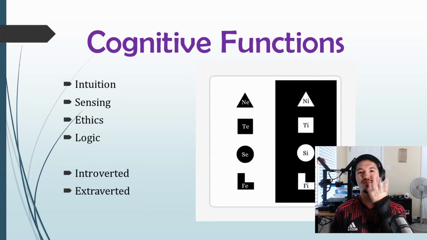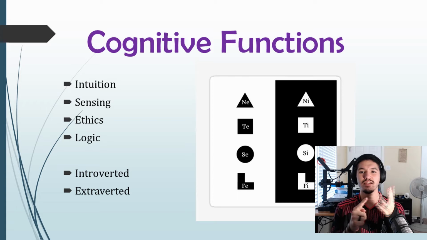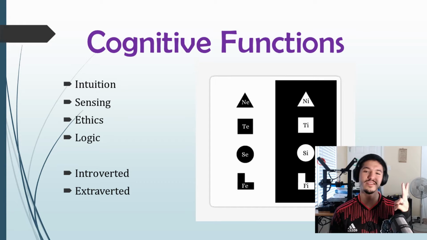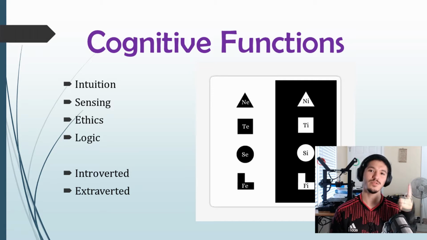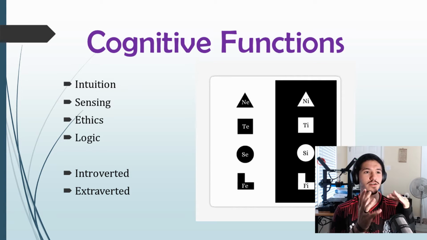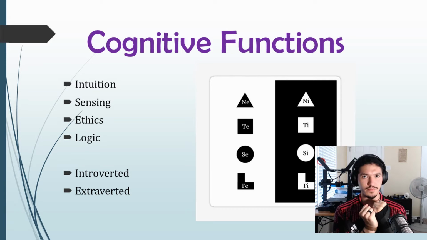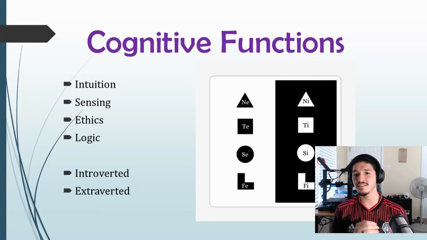So you have four main cognitive functions basically, and those divide into two types, right? So you have intuition, sensing, ethics, and logic. You have two perceiving functions and two judging functions. Your two perceiving functions would be intuition and sensing, and your two judging functions would be ethics and logic. Your perceiving functions are basically how you view the world and how you absorb information, and your judging functions are how you process things.